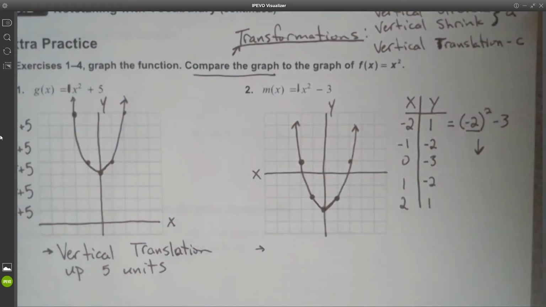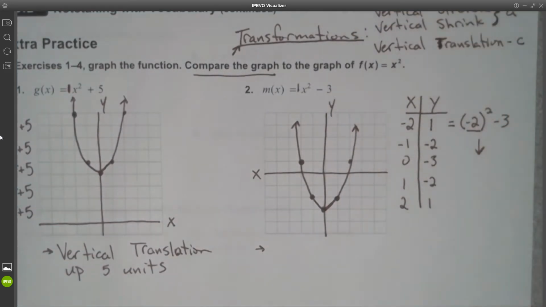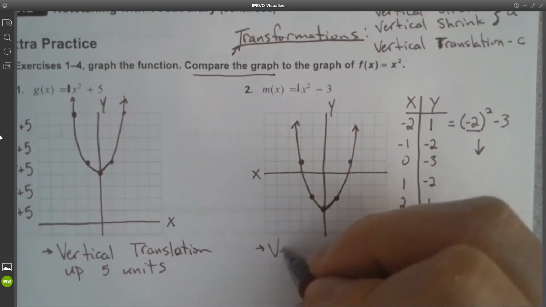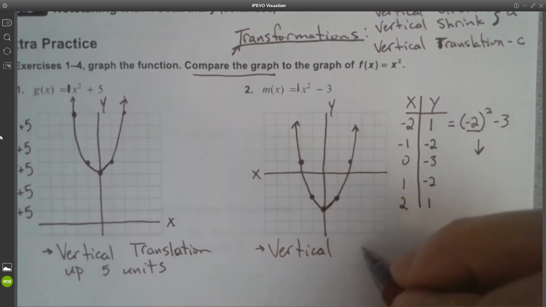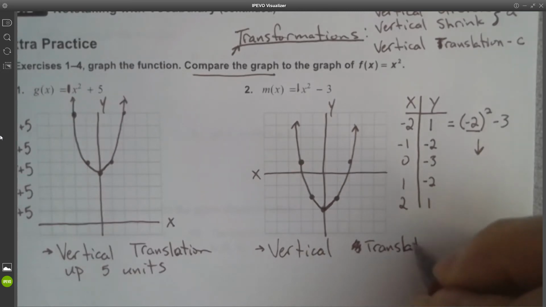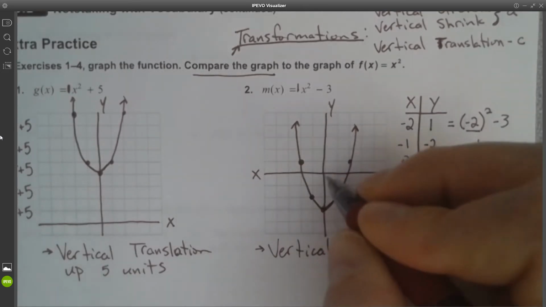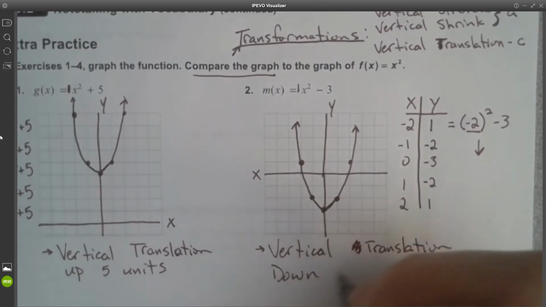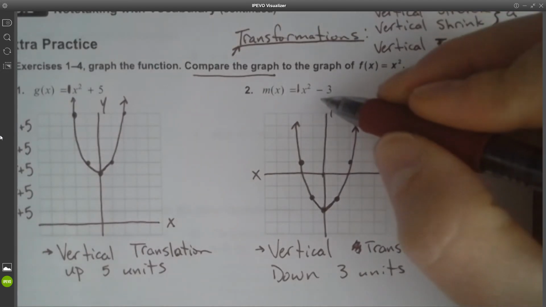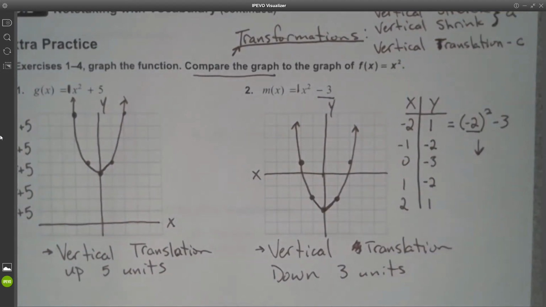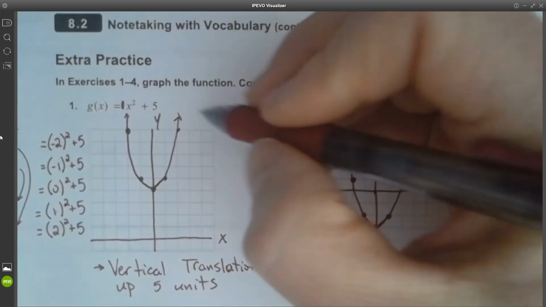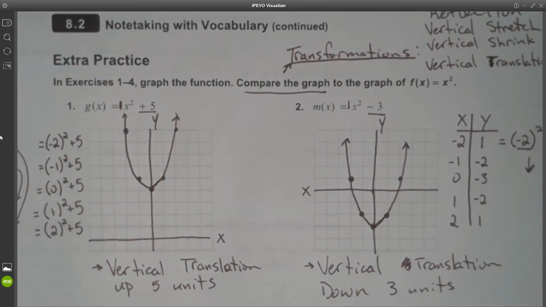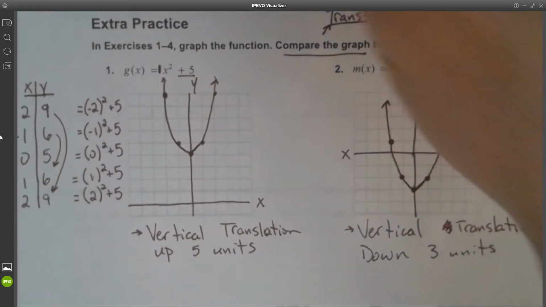A is 1, so no reflection, vertical stretch, or vertical shrink. All we have in this graph is a vertical translation. This time our vertex moved from the origin down 3 units. I know it's down 3 units because I subtracted 3 at the end. The first one I knew it was up 5 units because I added 5 at the end of that function. A couple more here.